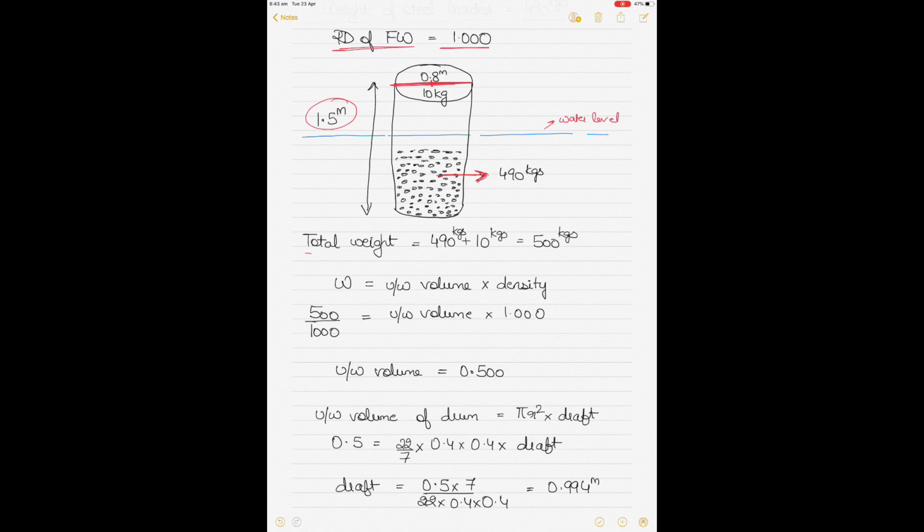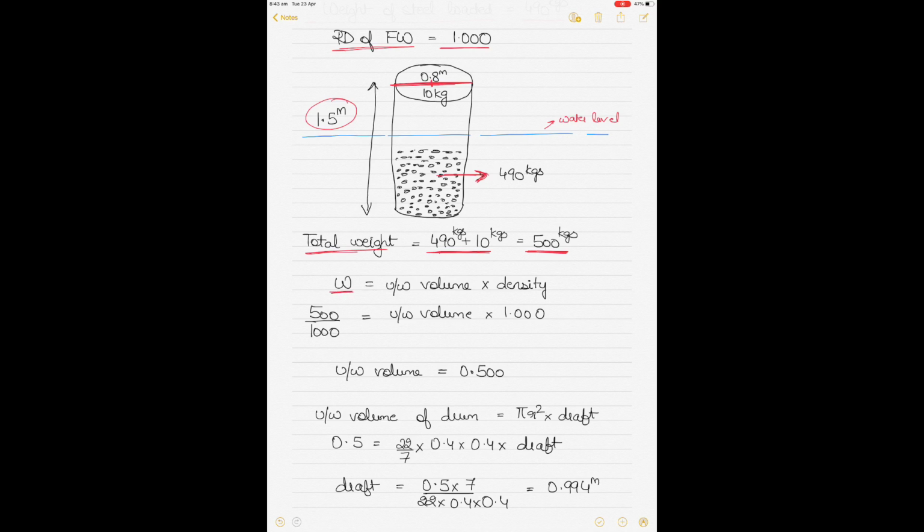So let's start with the solution here. Now that the weight of the drum was 10 kilograms and once you add 490 kilograms of steel in it, the total weight, and assume this to be a vessel, becomes 500 kilograms. Although this is not a vessel, what this basically teaches you is what to do if this was a vessel. The same principle remains. So you've got the total weight of the cylindrical drum as 500 kilograms.